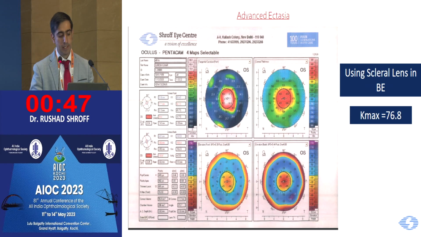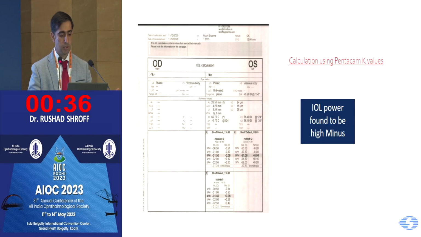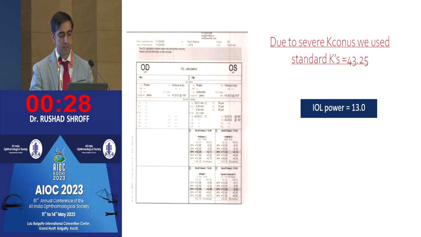The patient was reasonably happy with this, and this was a happy result at the end of the procedure. The next case I'd like to show is that of an advanced ectasia. This was a patient who was using scleral lenses in both eyes. This is the left eye with a Kmax of 76.8. The calculation using the Pentacam K values was found to be a high minus when we put this into the IOL Master.